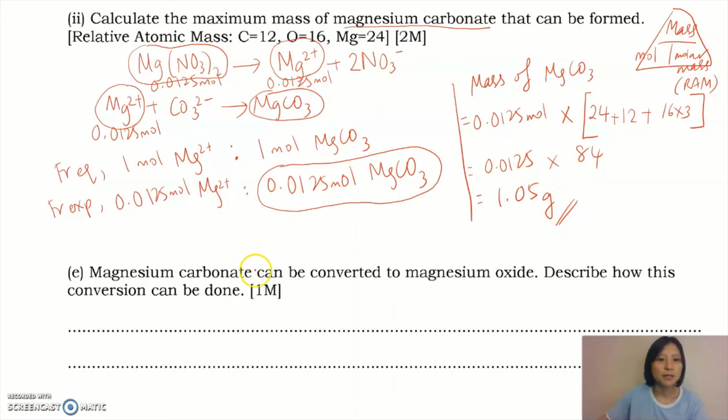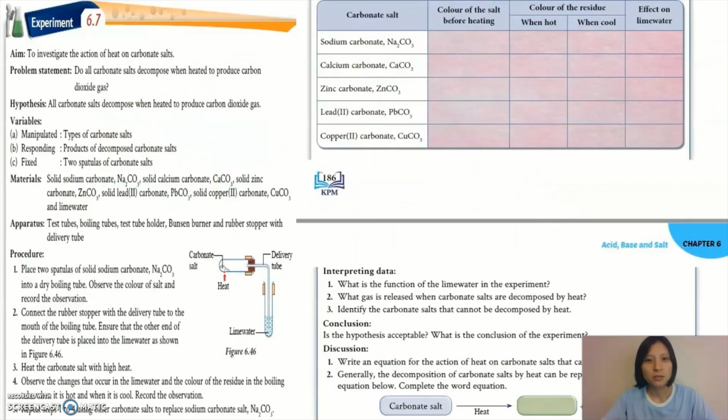Okay, last question. Magnesium carbonate can be converted to magnesium oxide. Describe how this conversion can be done. Now remember in your textbook we did something on heating carbonates. This page, page 185, 186, or is it 186, 187? Take a look at your textbook. We did this experiment, or I showed you the video of the experiment of when we heat up carbonates.